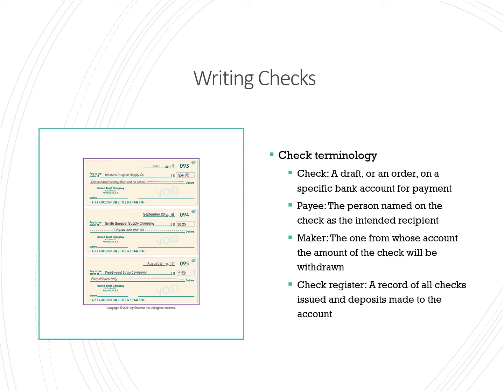The check register. It's a record of all checks issued and deposited into the account. All checks should include a date, number of the check, payee name, and the amount and purpose of the check. The stated amount should agree on the check register in numbers next to the dollar sign and written out in words before dollars.